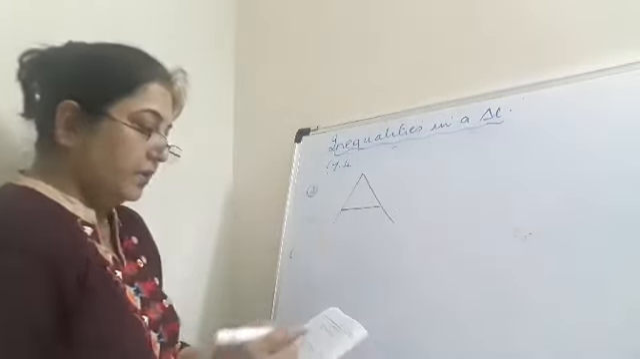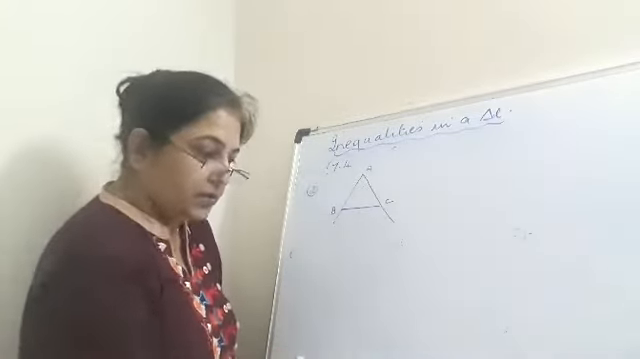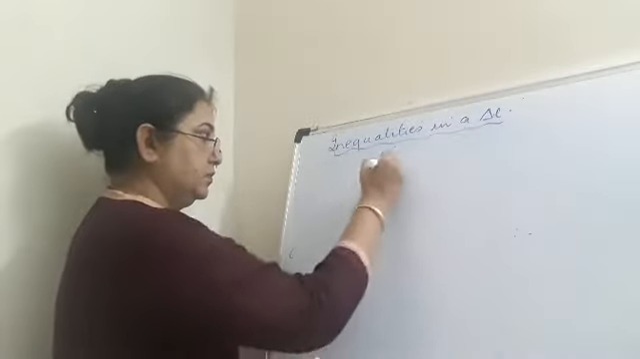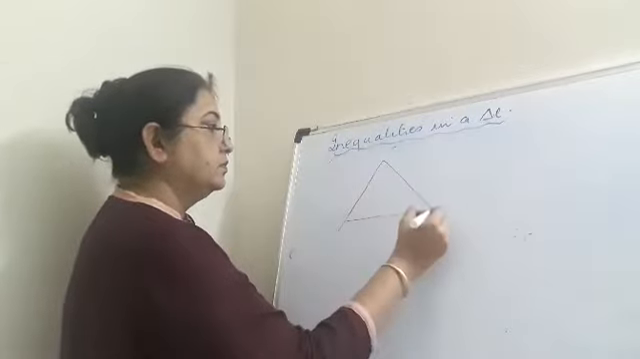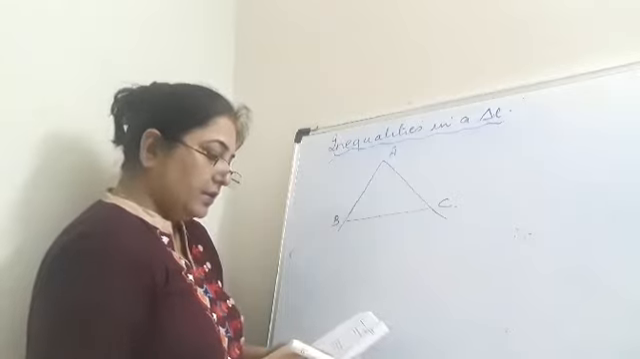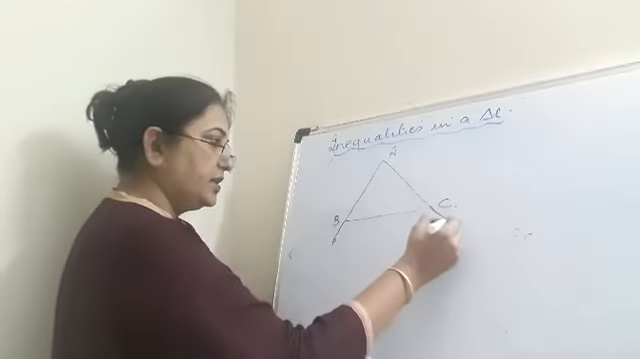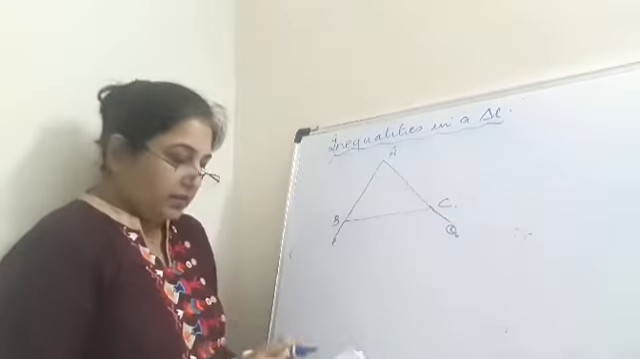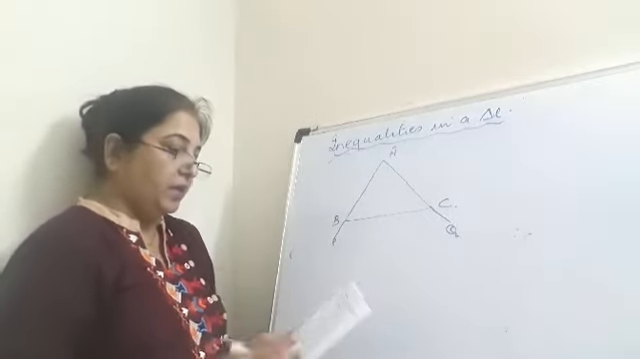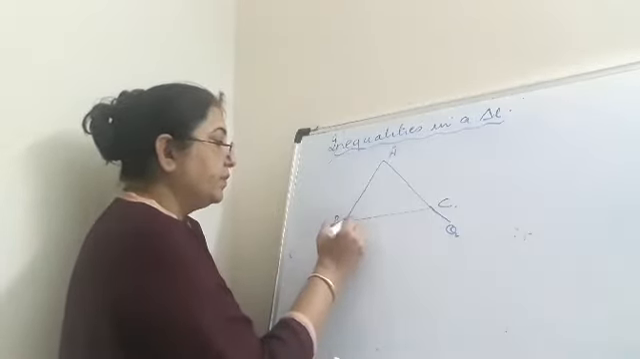This is the diagram. This is A, B and C. Now they are saying that this is the point P and this is extended to point Q. Now this is given in your textbook. You can tally the figure with the book. Now it is saying that angle PBC, where is angle PBC? This is angle PBC. This is given.